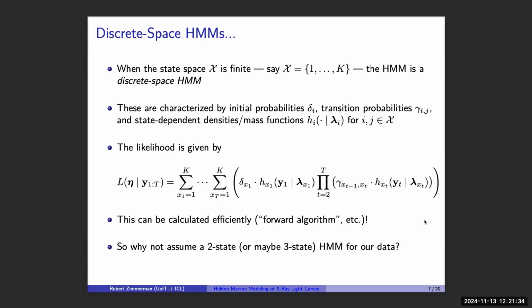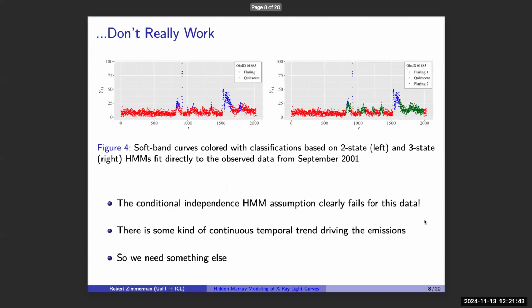So the question, as we were just talking about with Jeff's question, is why not assume a 2-state or maybe a 3-state HMM for our data? Well, it's exactly as we said, because once we try to fit such an HMM and look at the classifications from the resulting fit, we see that the conditional independence assumption is quite obviously violated. If we look at figure 4 up here, on the left, we fit a 2-state HMM, intuitively thinking that one state would be flaring and the other state would be quiescent.